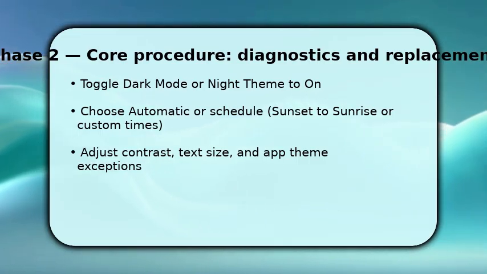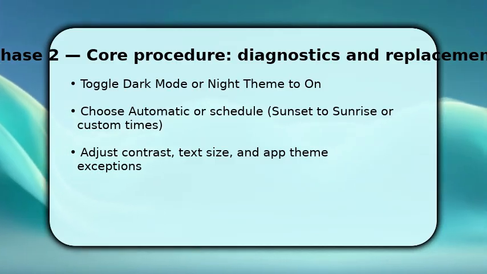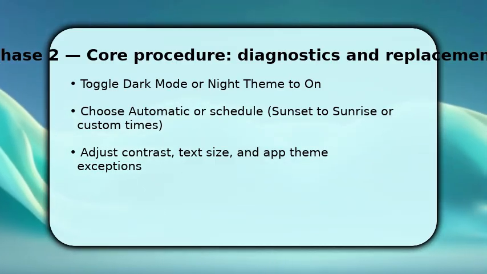Make sure to explore related settings, contrast, text size, and per app theme exceptions. Some apps ignore system themes unless you force them. If you want battery savings, enable dark wallpapers.